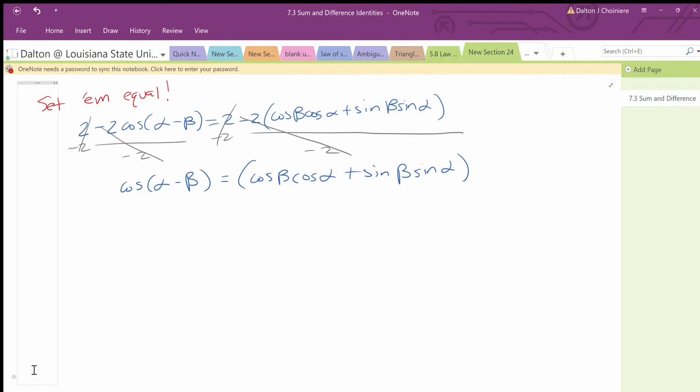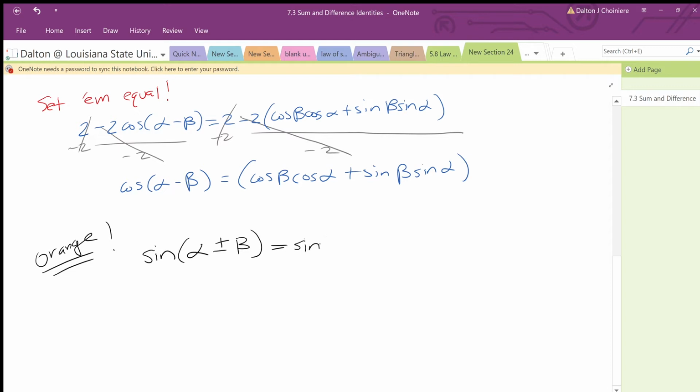So on your orange sheet, what I need you to do is write the following. On your orange reference sheet, we have 3 sum and difference identities. Here they are. The first one is sine. I'm not going to prove sine and tangent, but just know sine and tangent have them as well. So the first one is sine of alpha plus or minus beta. So it works for addition and subtraction. Instead of that, we could rewrite that as sine of alpha times the cosine of beta plus or minus cosine alpha times the sine of beta. Now, this one will kind of make sense to you. The next one might be a little confusing.